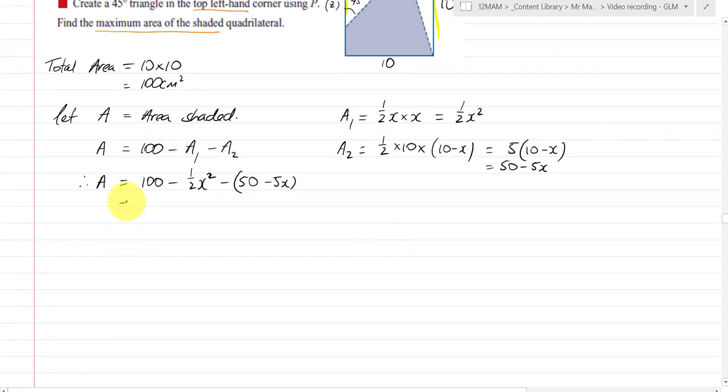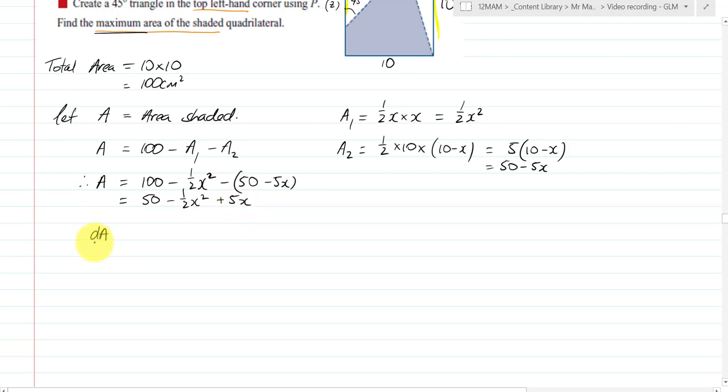And now I can write this in simplified form. 100 minus 50 is going to give me 50 minus a half x squared, and then minus negative 5x becomes plus 5x. So now I've got a complete representation of the area of my shape, the shaded area, and I want to optimize this to find the maximum area of the shaded quadrilateral. And so I'm going to optimize this by recognizing A is already in terms of one other variable only, x.